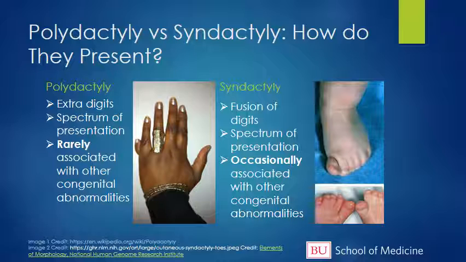Syndactyly describes the finding of the fusion of 2 or more fingers or toes. This condition may also present as a spectrum from a minimal amount of webbed connection between 2 digits to the full fusion of adjacent fingers or toes. And this presentation occasionally is associated with other congenital abnormalities, although it is rare.